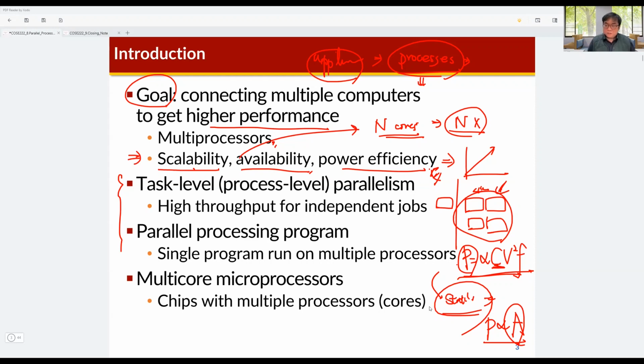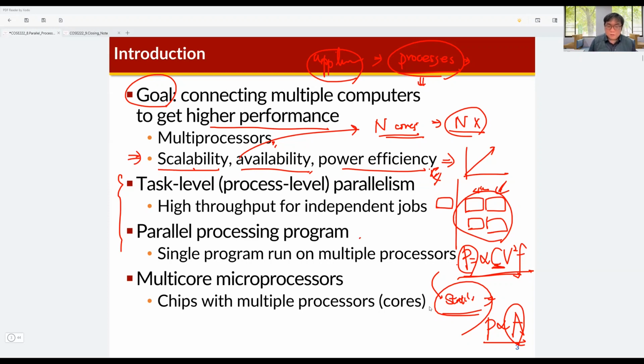What is an example of task level parallelism? If we launch the Chrome browser, then Chrome will generate many processes. You can check the task manager on your Windows operating system. We run only one application, the Chrome browser, but Chrome launches many processes. That is similar to task level parallelism.